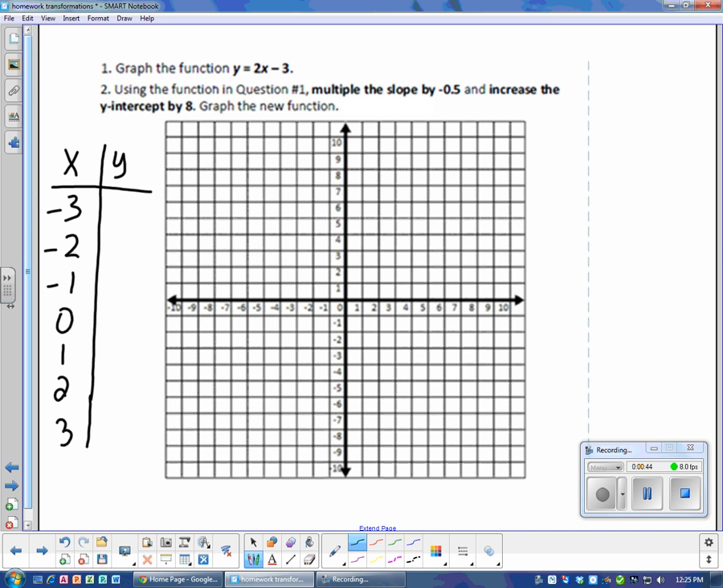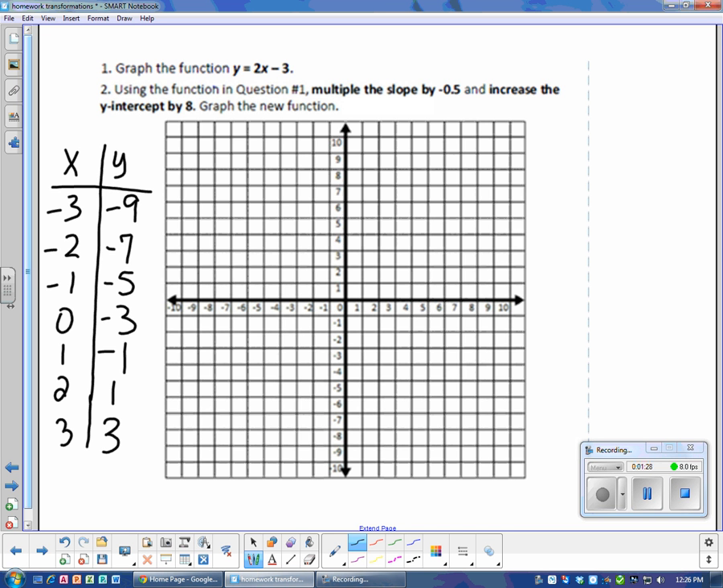I substitute these in. When I have -3 times 2 is -6. -6 minus 3 gives me a -9. -2 times 2 gives me -4. -4 minus 3 gives me -7. 2 times -1 gives me -2. Minus 3 gives me -5. 2 times 0 is 0, minus 3 gives me -3. 2 times 1 is 2, minus 3 is -1. 2 times 2 is 4, minus 3 is 1. 2 times 3 is 6, minus 3 is 3. So here I have a total of 7 points that I can graph.